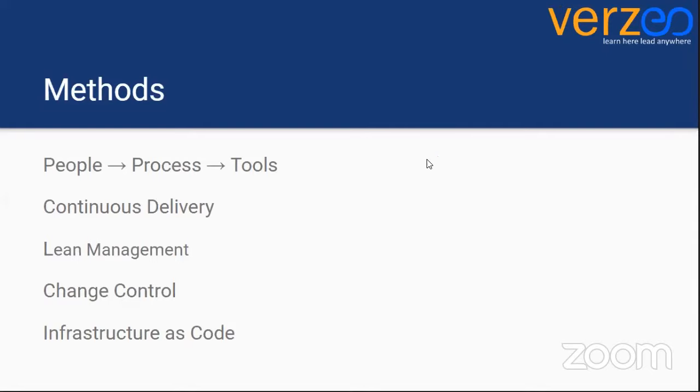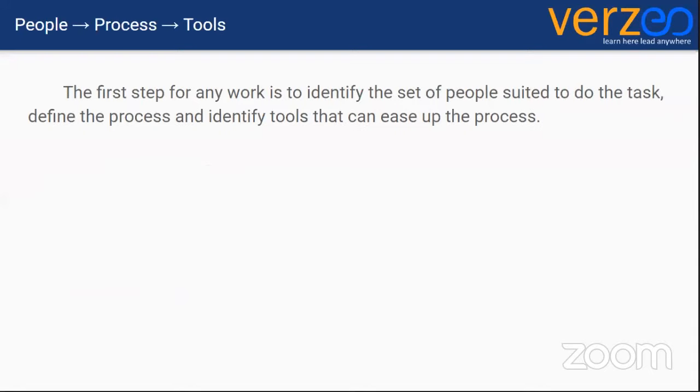So I'll go to the next one, which is methods. The next level of DevOps is methods. I mentioned something here, right? People, process, tools is the first thing. Next is continuous delivery, lean management, change control, infrastructure as code. We'll see one by one what they are. Okay. People over process over tools. How do we read that? It is people over process over tools.